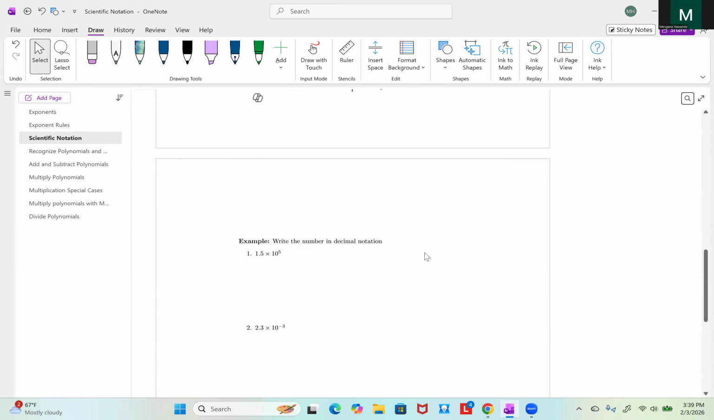Example, write the number in decimal notation. So now we're given a number written in scientific notation. To write it in decimal notation, this exponent is positive, so that means we move this decimal place to the right 5 places. Right now we have 1.5. There are terminal zeros to the right of 5, so we add those zeros to be able to move the decimal point.